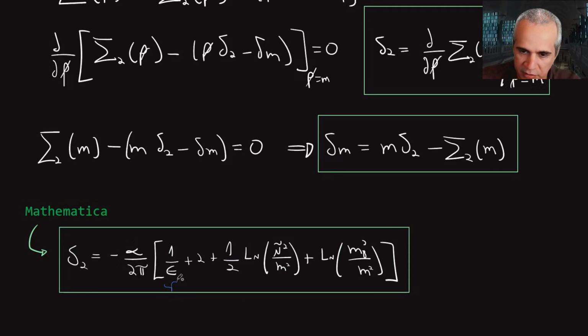So this is UV divergent, but also infrared divergent. You can see that if I take M gamma to 0 here, this part blows up. And we should not forget about this infrared. We'll deal with that in the next video, the one after that. Now we have to go back to delta M.